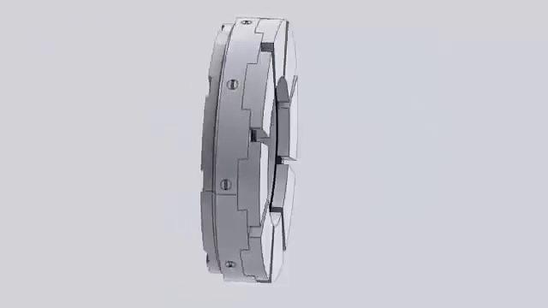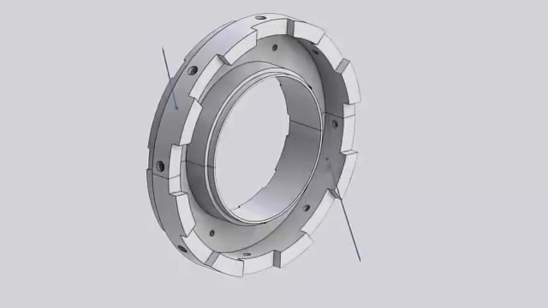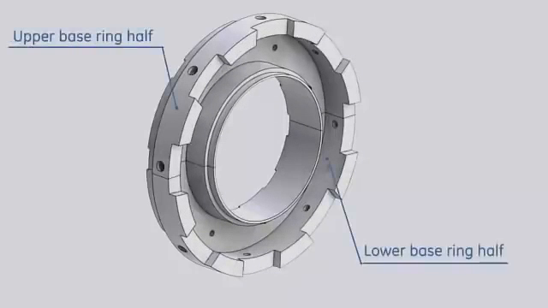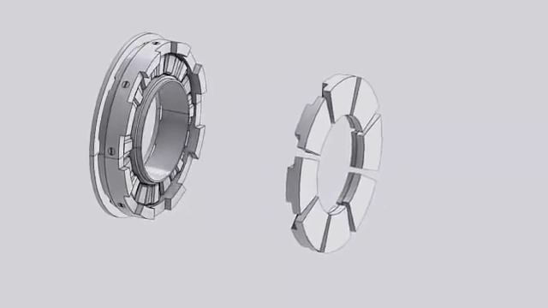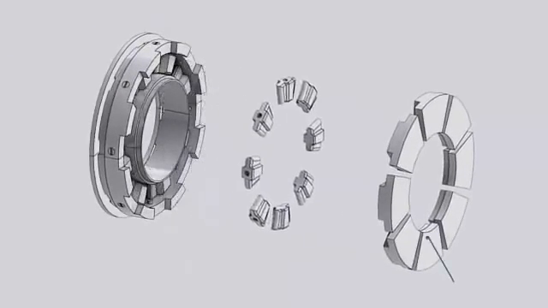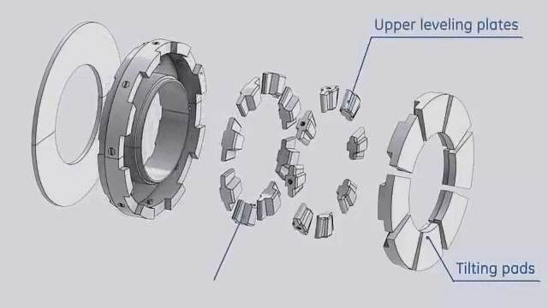The active thrust bearing is a tilting pad equalizing type bearing. An equalizing type bearing is capable of sustaining high axial loads and is tolerant of shaft and housing misalignment. The main components of this bearing are the base ring, the tilting pads, upper leveling plates, lower leveling plates, and shim plate.